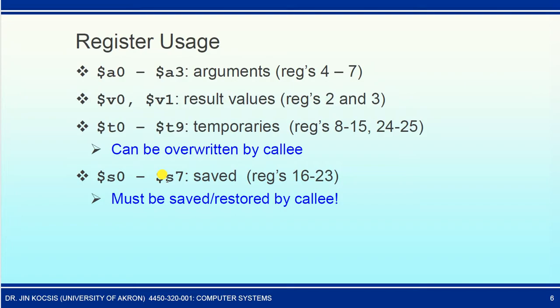The difference is that during a procedure call, the temporary registers can potentially be overwritten by the callee. So if a certain temporary register is used by the main procedure and already has a meaningful value inside, when you call the callee, if the callee uses the same register, it can override that value. So after you call jump and link, and return control back to the caller, the value in this temporary register could potentially be changed. However, the saved registers are not allowed to be touched by the callee.